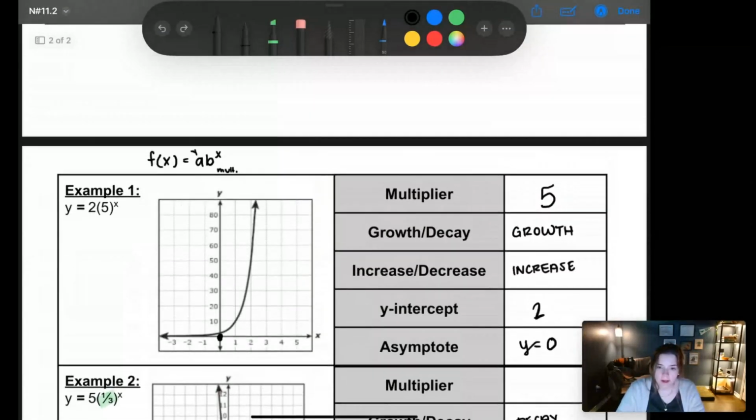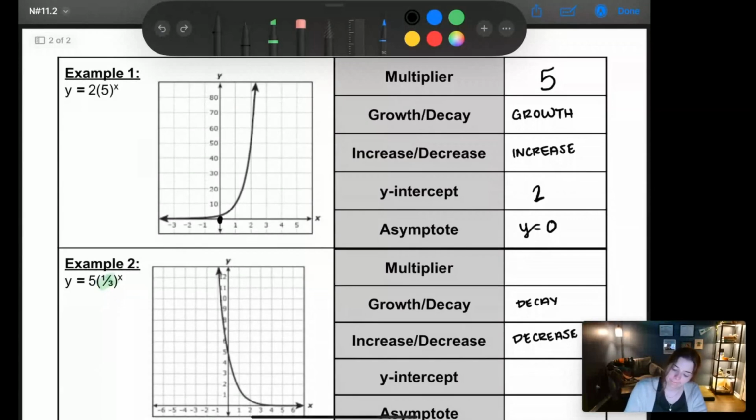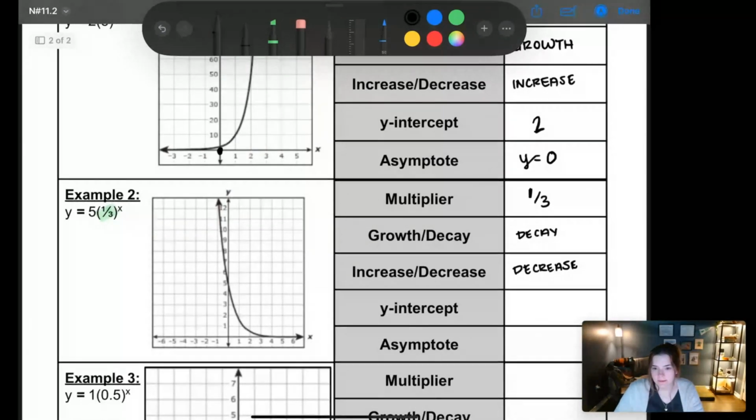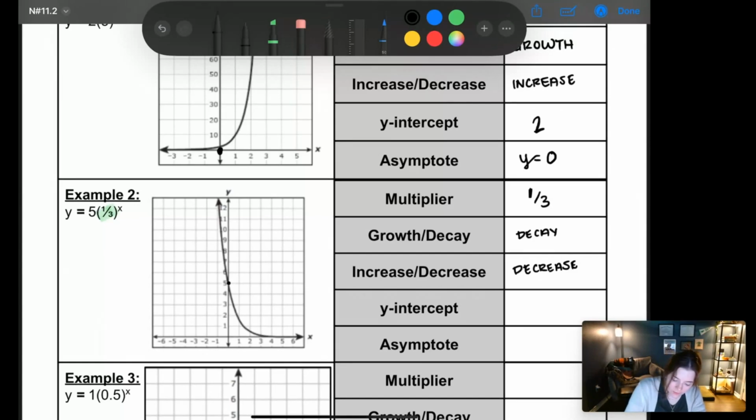Now the multiplier, or your b, is what? 1/3. Okay, that's our b. The y-intercept, or our a, where it crosses on the y-axis, and you can even see that right here, where it crosses on the y-axis, is 5. And once again, our asymptote, where it's never going to touch, never ever, we're not going to say the x-axis, we're going to call it y equals 0.